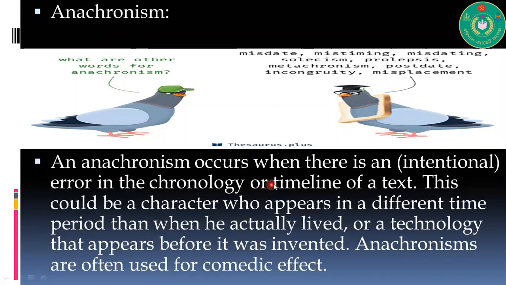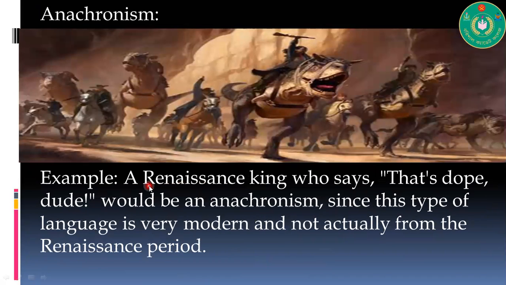Anachronism. Anachronism occurs when there is an intentional error in the chronology or timeline of a text. This could be a character who appears in a different time period than when he actually lived, or a technology that appears before it was invented. Anachronisms are often used for comedic effect. Look at the example. A Renaissance king who says "that's dope, dude" would be an anachronism, since this type of language is very modern and not actually from the Renaissance. Look at this picture. That person is holding a gun, but he is riding a dinosaur. So it does not go with the chronology of time. So that's why this is anachronism.